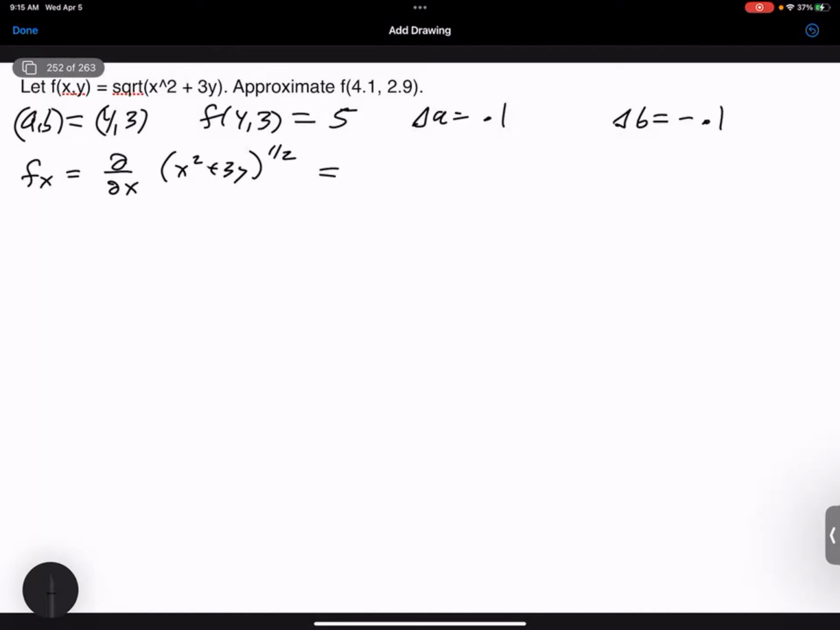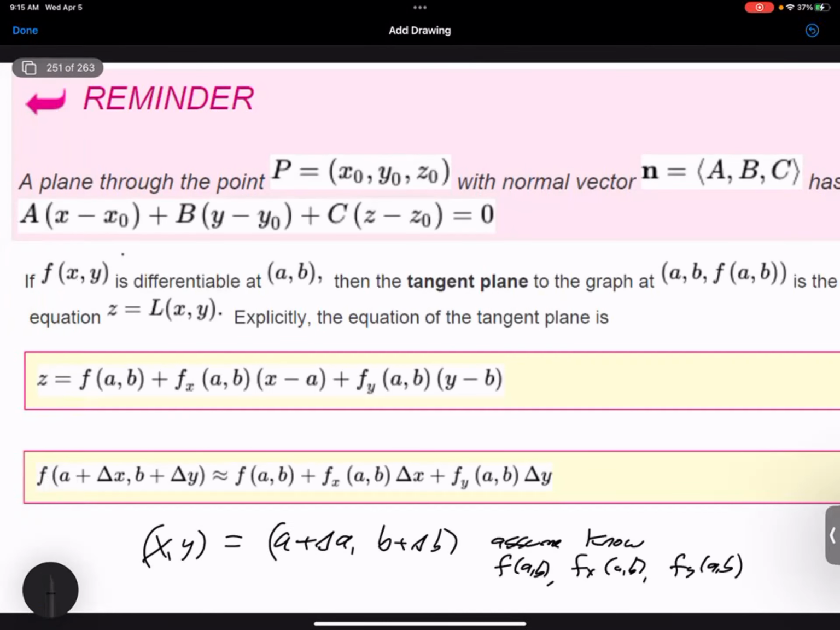Why would you expect it to be greater than 5 if the partial x is greater? If we look at the approximation, the first term is the value at AB. So that's 5. Then we add the partial derivative of f with respect to x times the change in A, which is going to be a positive change. Then we add the partial derivative with respect to y times the change in y. The change in y is negative, the change in x is positive, and they're the same amounts. So if the partial derivatives were the same, there would be no net change.